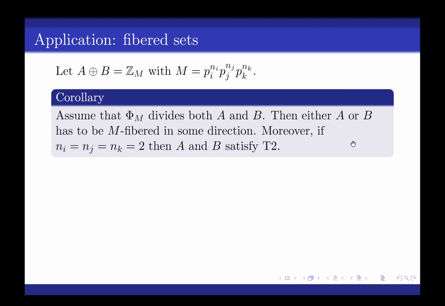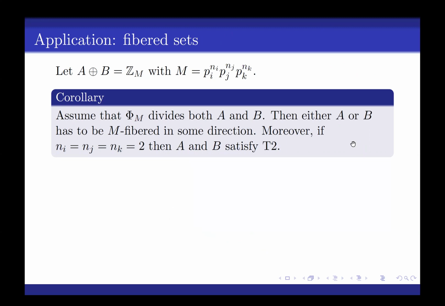Now this corollary says that in the plausible, completely plausible situation in which phi m divides both A and B, then at least one of the sets has to be fibered at the top scale in some fixed direction. And for the moreover part, I'm not going to discuss that right now.